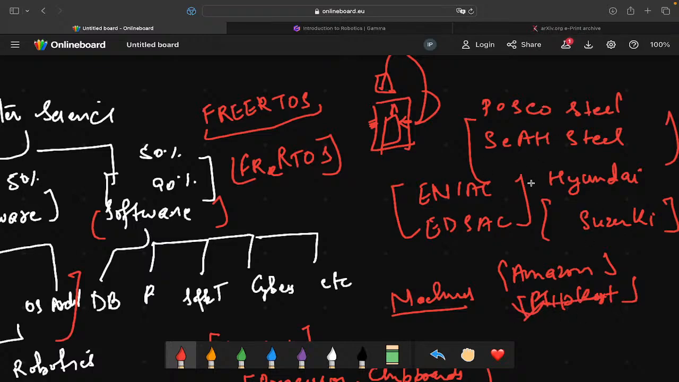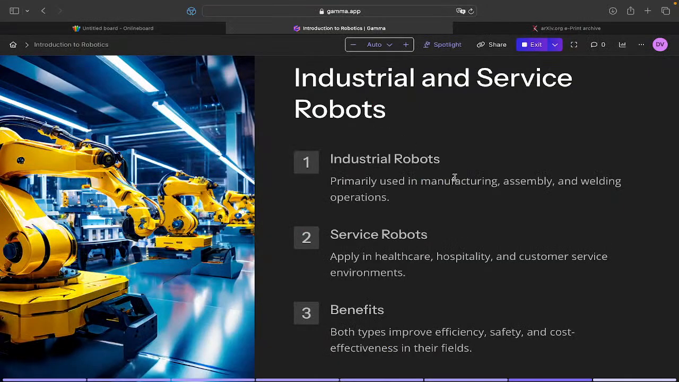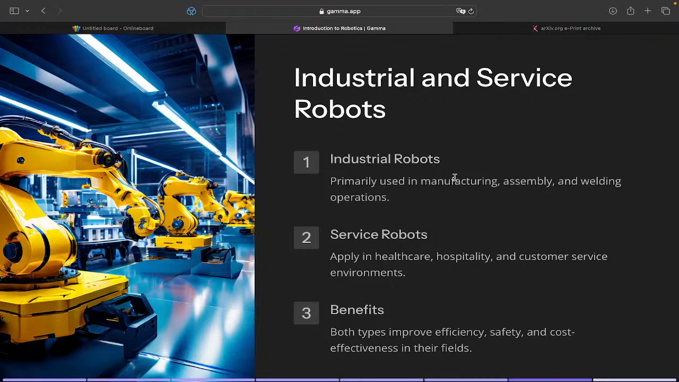But these are some of the big good places: POSCO, Sia, Hyundai, Suzuki, where you can actually go and see robots working. You can see cars being manufactured. The hands of the robots are welding, and everything is being done by robots. The huge tasks of picking up the heavy parts and welding them, and fixing the doors and multiple parts of a car, are being done by robots.